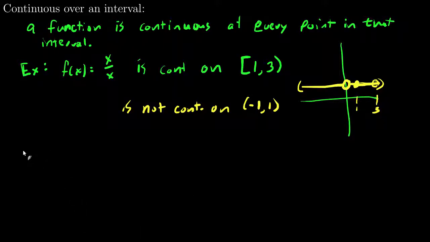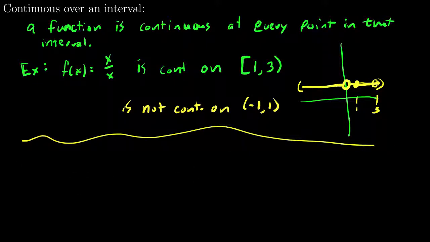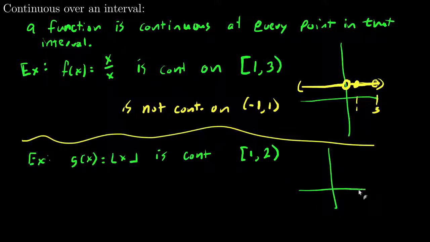Now it is worth noting that something like the floor function, so g of x equals the floor of x, we're going to consider that this is continuous on an interval from, let's say, 1 to 2, even though at the point 1, which is included, there is this break. We'll get into more specifics on why we're allowing that when we put on the full definition.